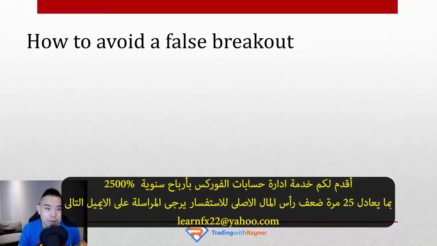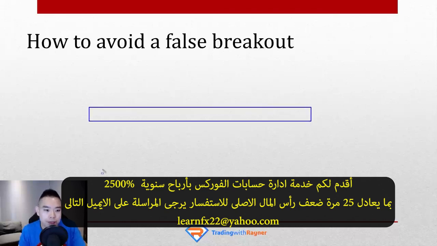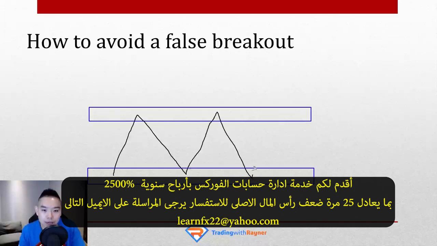Now, let me share with you a mistake, right, that almost all new traders make that causes them to get caught, right, in a false breakout. So let me just show you this, right? So let's say the price is in a range between these highs and then these lows, or otherwise, in between support resistance. Then the price goes up, comes down, goes up, comes down, and then it breaks out.